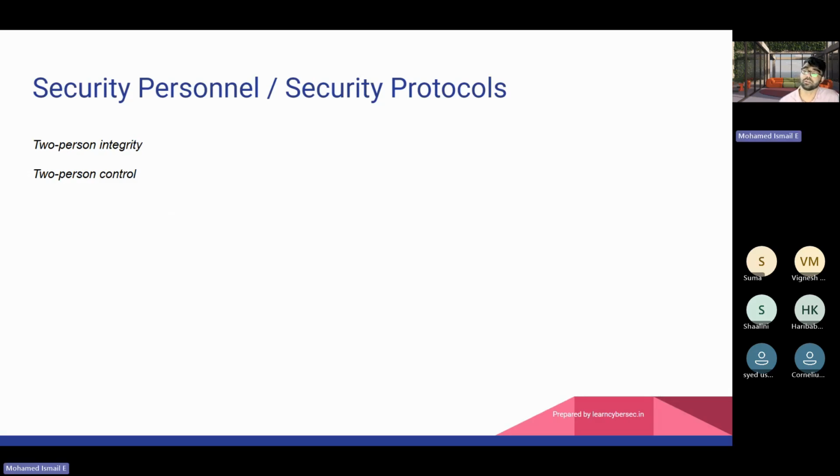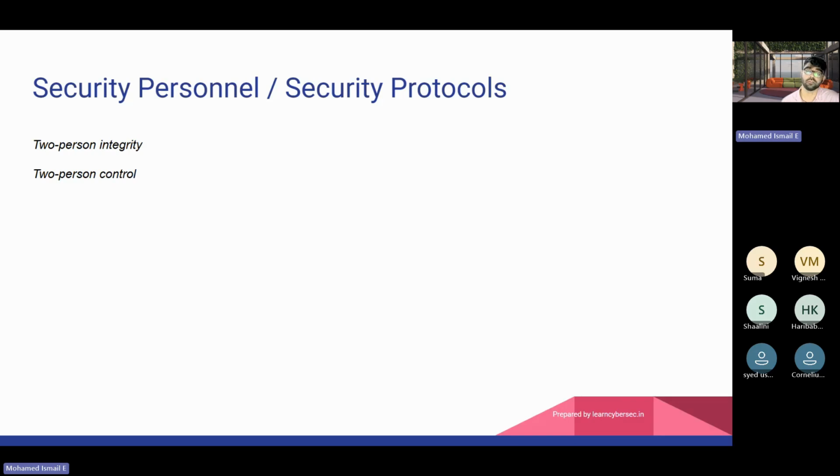So next is security personnel security protocols, the two-person integrity and two-person control. These two terms you must know. Two-person integrity means operations can only be done if two people are present at that location or that moment. For example, you are a data center technician and you need to visit a particular data center for work. That data center is very highly sensitive; critical database servers are hosted there. Now, to access the door, two people must come with you.